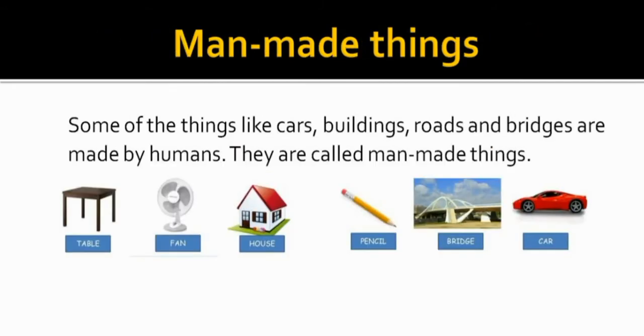What are man-made things? Some of the things like cars, buildings, roads, bridges are made by humans. So they are called man-made things. For example, a table, a fan, a house, a pencil, a bridge or a car. All these things are made by a man. So these things are called man-made things.